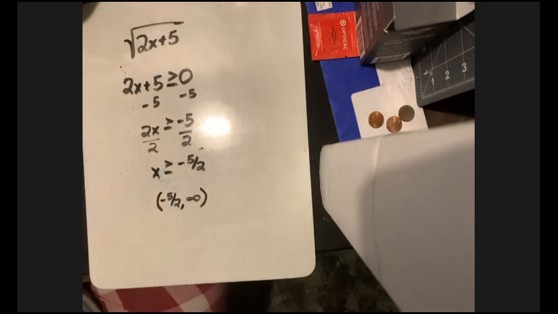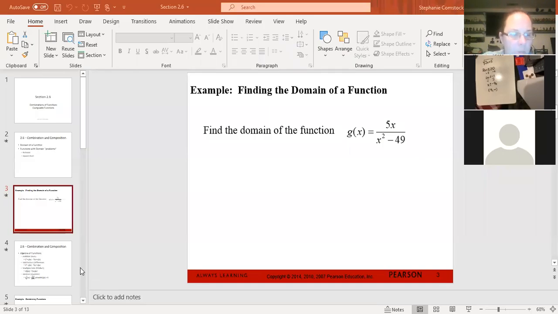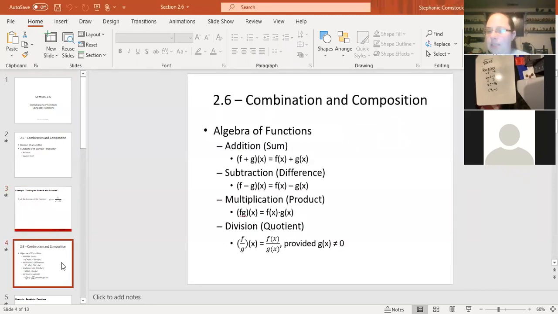Let me jump back to our PowerPoint here. Okay, so now then, when we talk about combining functions, they make this sound a lot more complicated than it really truly needs to be. Very similar to how we did when we did operations with complex numbers, you kind of followed your instinct. That's the same thing that's going to happen here.